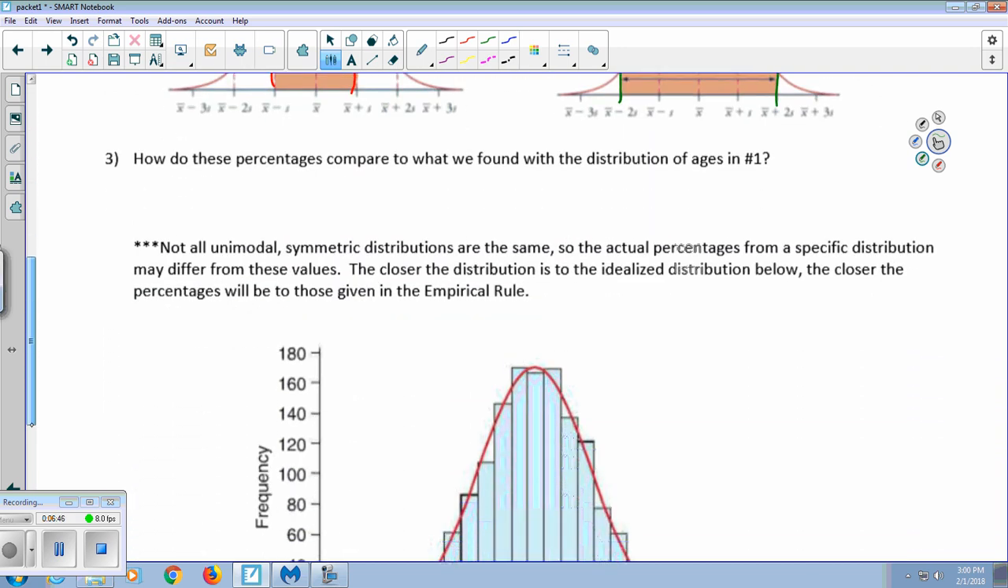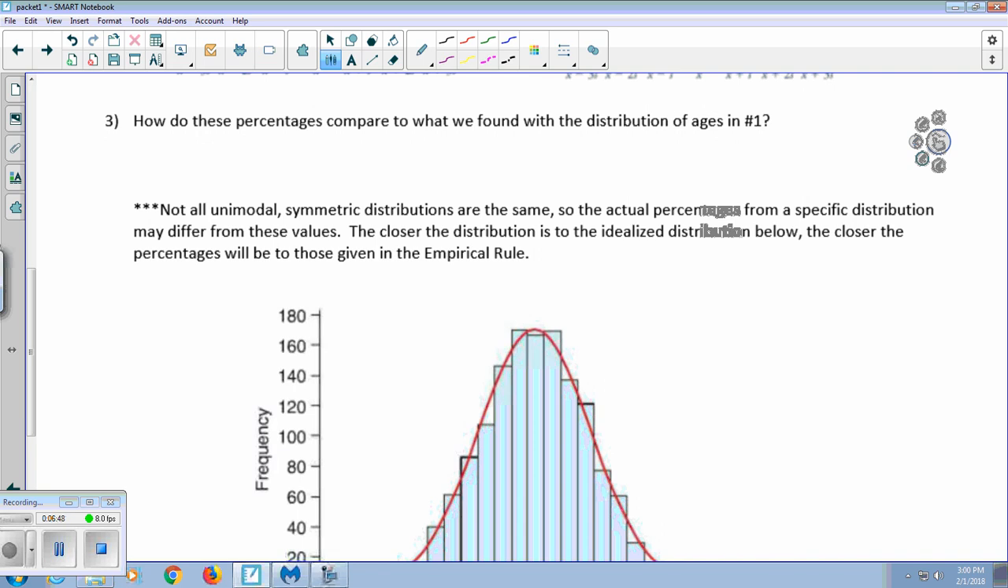So how do these compare to what we found in number 1? They're very similar. We had seen 64% were within 1 standard deviation and 100% were within 2 standard deviations. So it's not going to be a perfect fit all the time, but a lot of the time when you have a unimodal symmetric distribution, the empirical rule will be a very good fit.